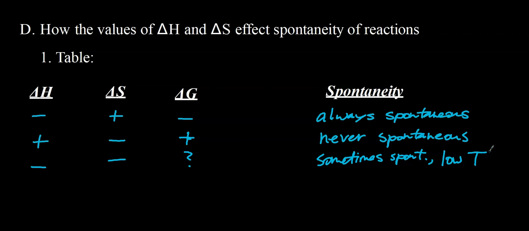Let's use the example of freezing of water. First of all, that process is exothermic. Freezing is exothermic, and freezing involves changing from a liquid to a solid, so that involves a decrease in entropy. So we've got delta H negative, delta S negative. Question, does water freeze all by itself? Go ahead and pause and think about that.